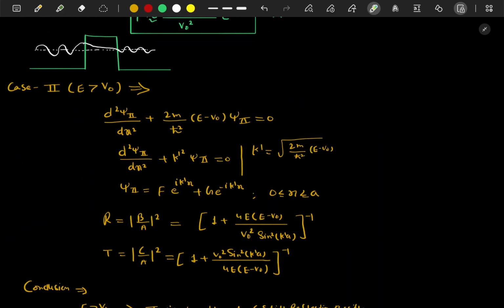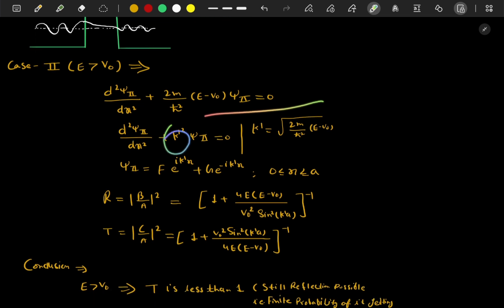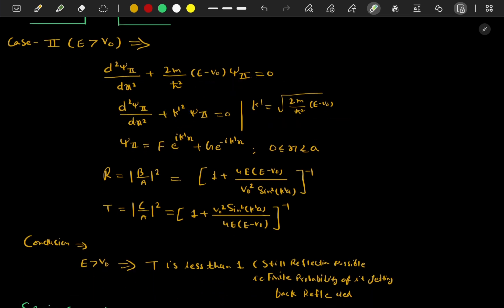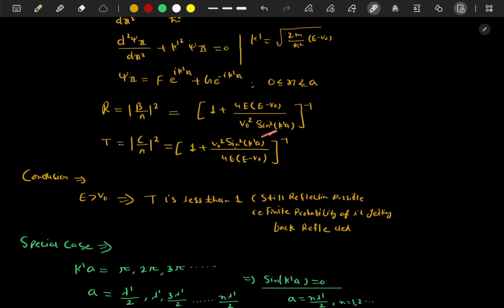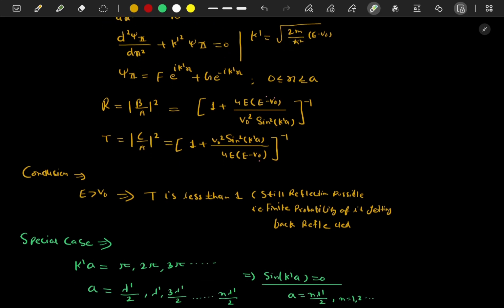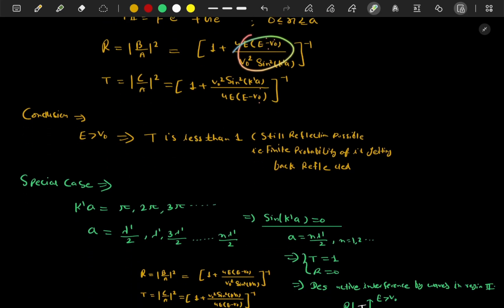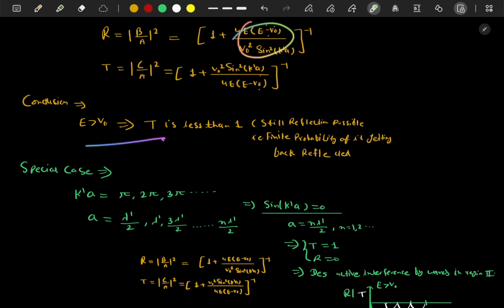Second part: d2 psi by dx square plus 2m upon h bar square (E minus V0) psi equal to 0. So it will be k prime square because E is greater than V0, all good. The complex part will be there. When you solve it, for E not equal to, you get hyperbolic, only sine square. Just invert this term. So for E greater than V0, T is less than 1, still reflection is possible, a finite probability of getting reflected back.